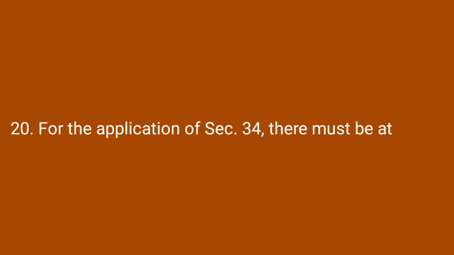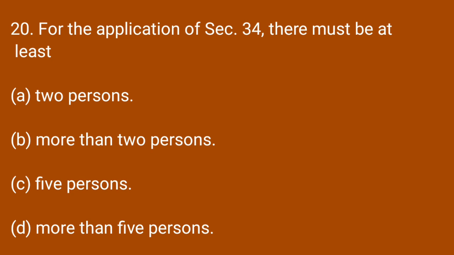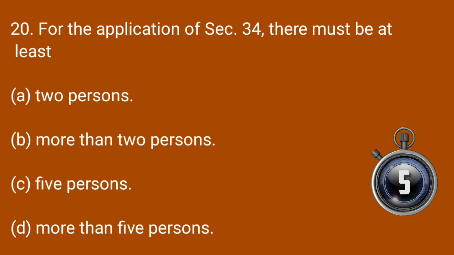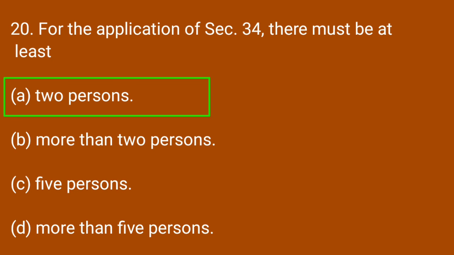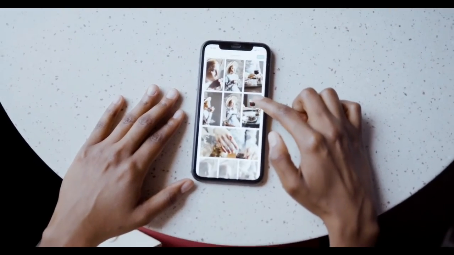Next question is, for the application of section 34, there must be at least A, 2 persons. B, more than 2 persons. C, 5 persons. D, more than 5 persons. The answer is A, 2 persons.